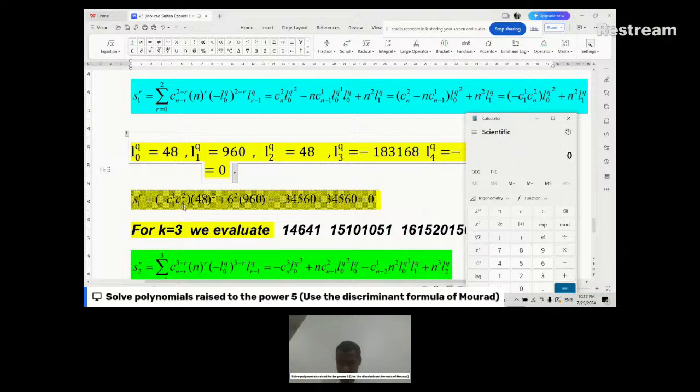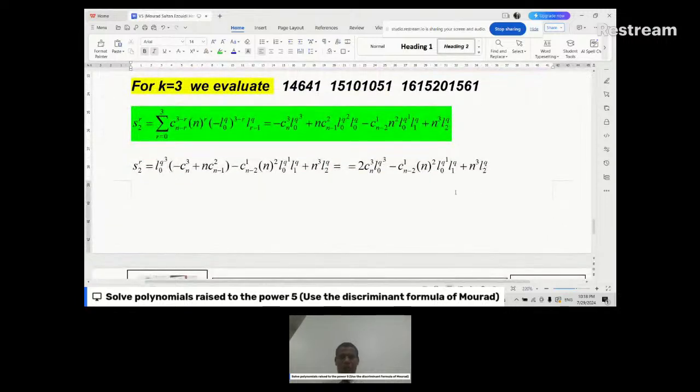Okay, we told negative. It will be negative 15 times 48 squared, 48 raised to the power 2. Correct. Plus 36 times 960. So this one is equal to 0, learners. The value of S1 is 0. Okay, we continue.